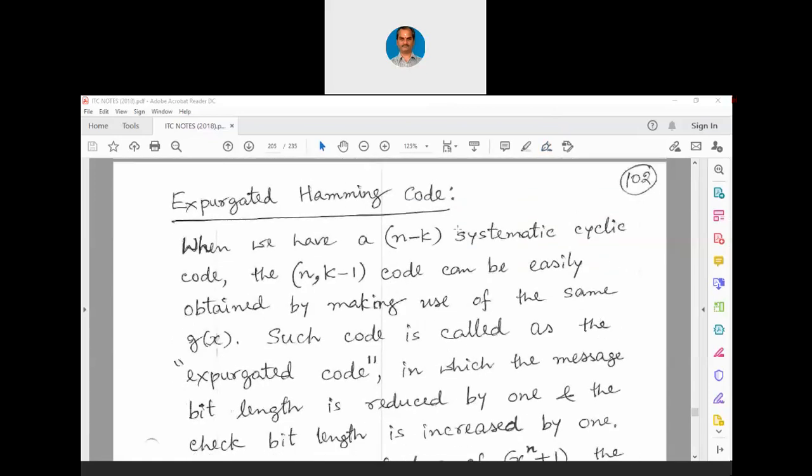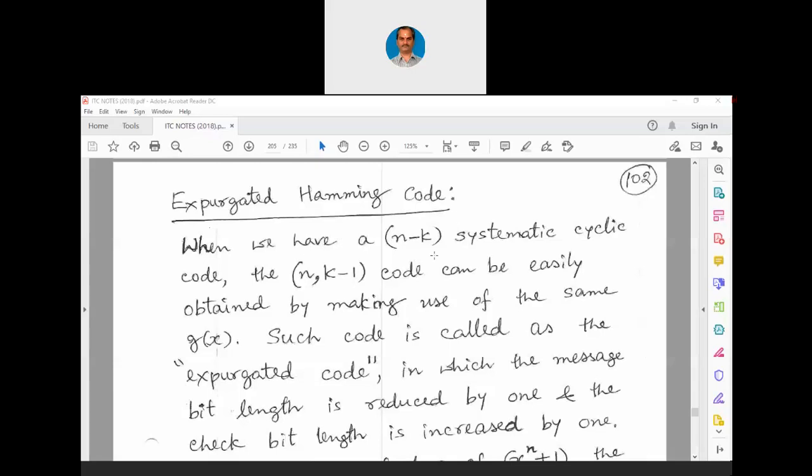With that, we have ended the discussion of the hardware implementation of generator polynomial and the syndrome vector. I am almost coming to the end of this cyclic codes discussion. We will discuss now one particular special code called expurgated Hamming code. Let us see what that is now.